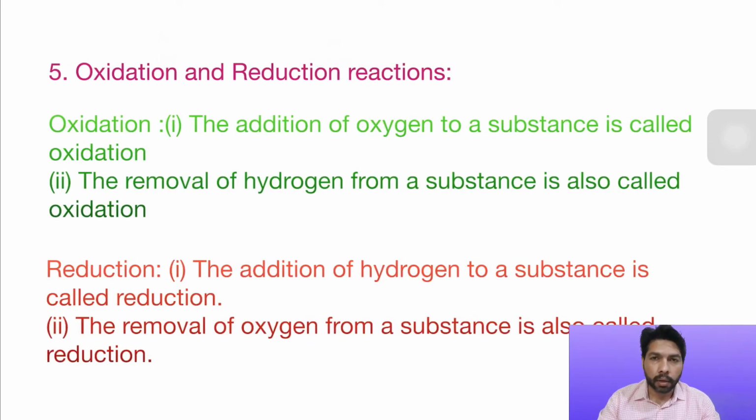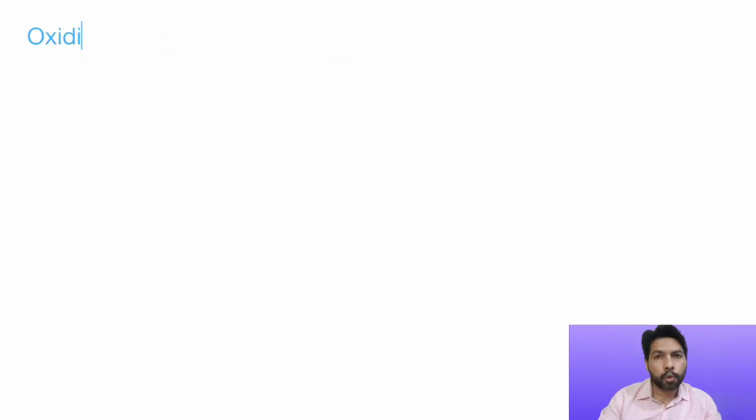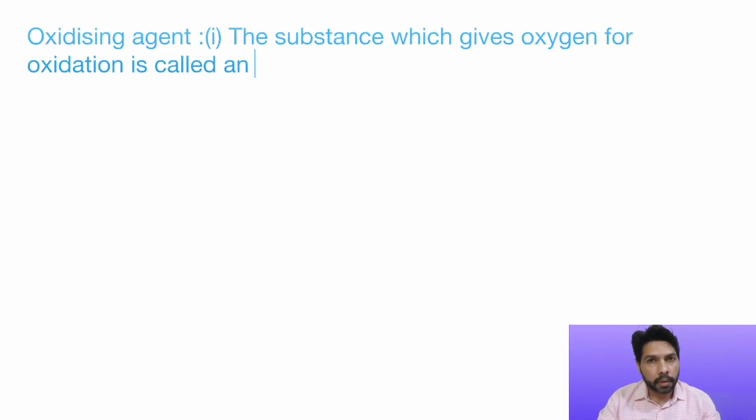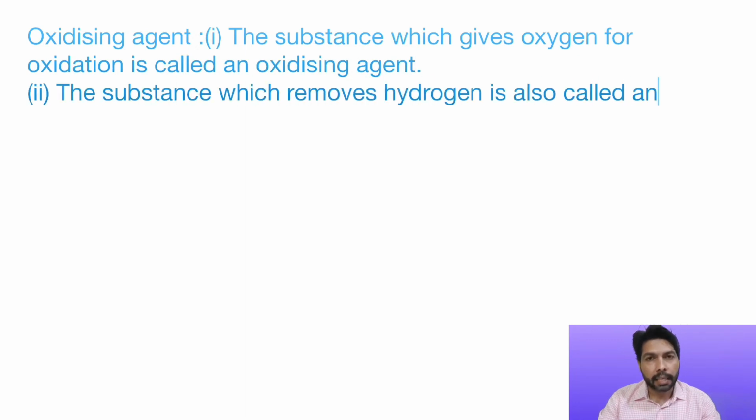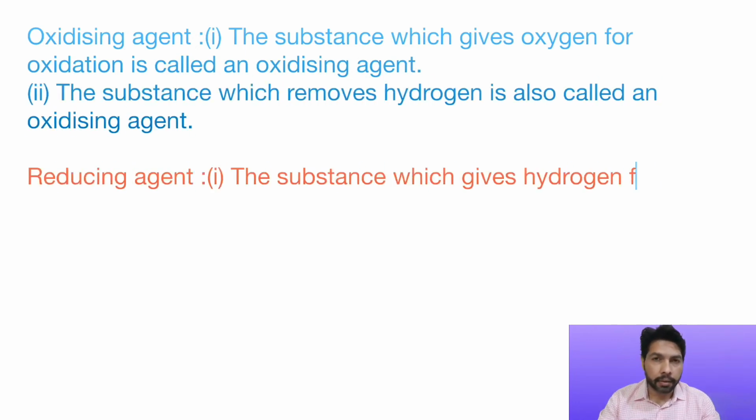So these two are the definitions of oxidation and reduction reactions. In the further chapters, you will learn more definitions of oxidation and reduction. In this particular chapter, only these two definitions are sufficient, so we'll stick to it. Now, there are two more topics in this particular type of reaction, that are oxidizing agent and reducing agent.